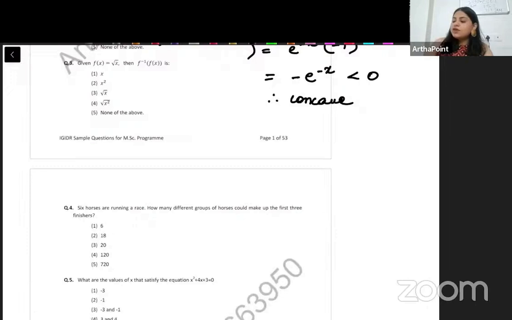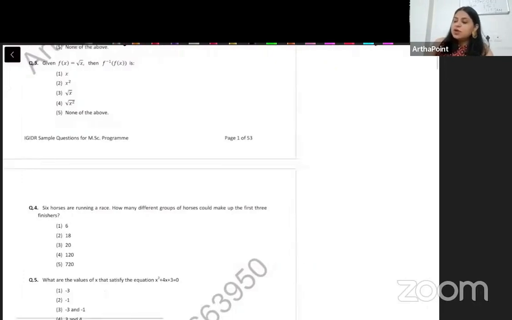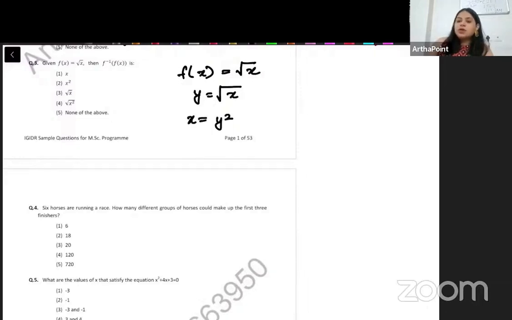So you're given that the function is root x and you need to find out what will be f inverse fx. Very simple. So beta, fx is given as root x, meaning y is given as root x. So beta, if y is root x, then x will be y square. When we write x in terms of y, that becomes f inverse x, right? So f inverse x will be y square.